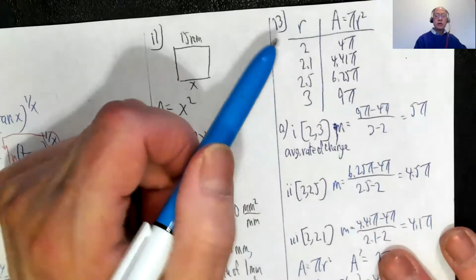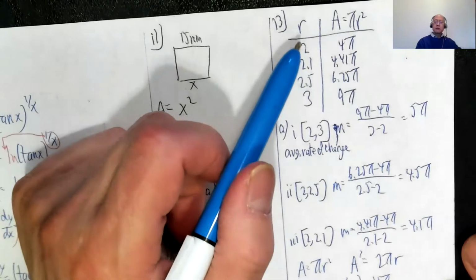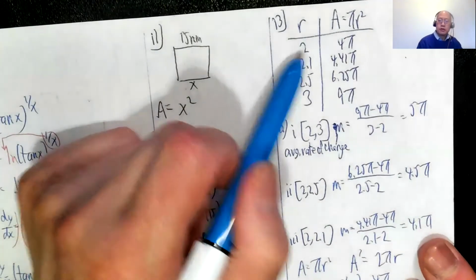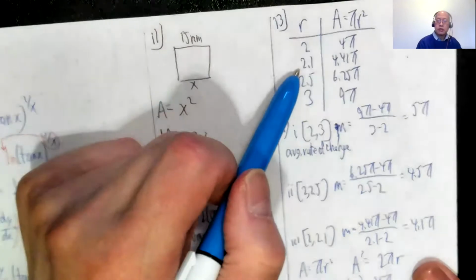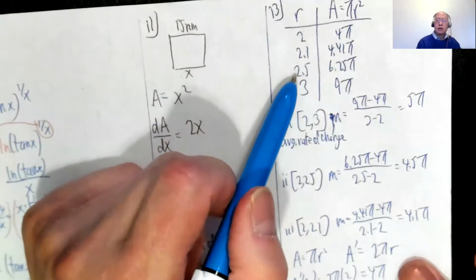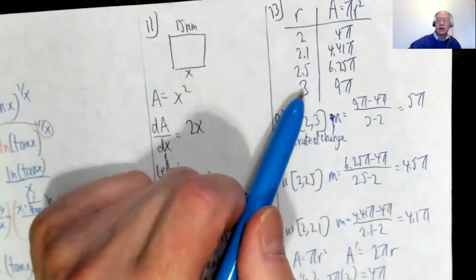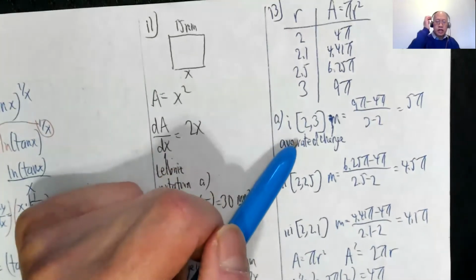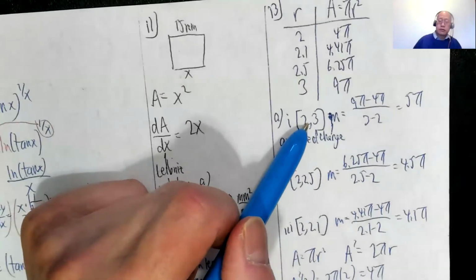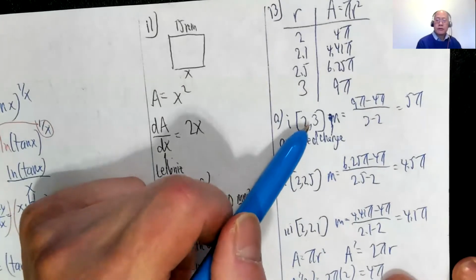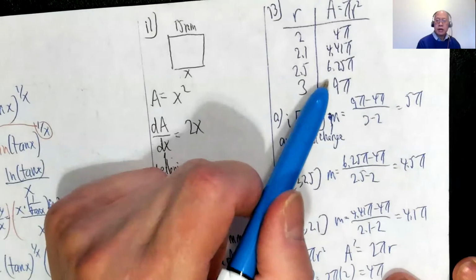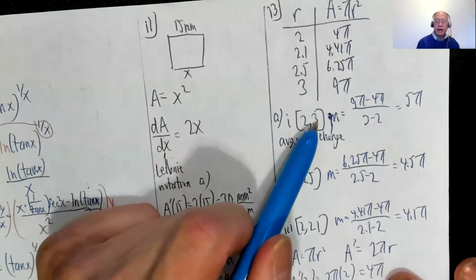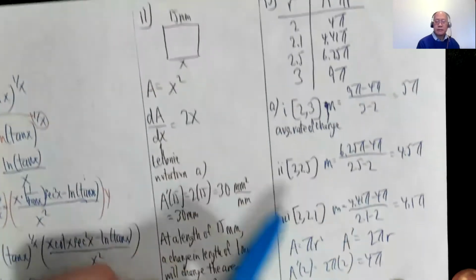Okay, 13. So I made a little table. Area is pi r squared with given r. So r of 2, plug in 2, 4 pi, 2.1, 4.41 pi, 2.5, 6.25 pi, 3 gives me 9 pi. Okay, so they ask for the average rate of change from 2 to 3. So average rate of change is really the slope of the line joining the 2 points. So 9 pi minus 4 pi, that's like y2 minus y1, divided by x2 minus x1, 5 pi.